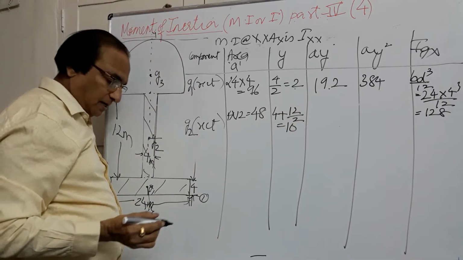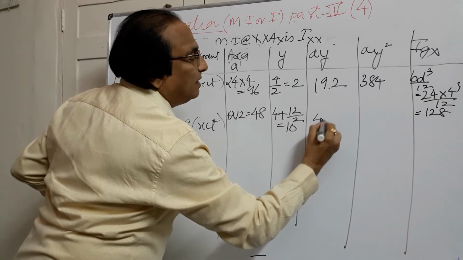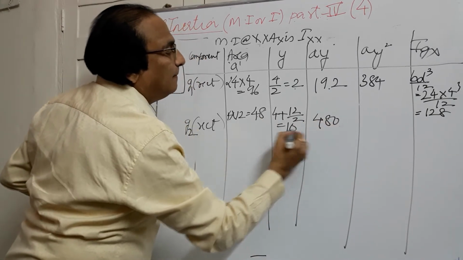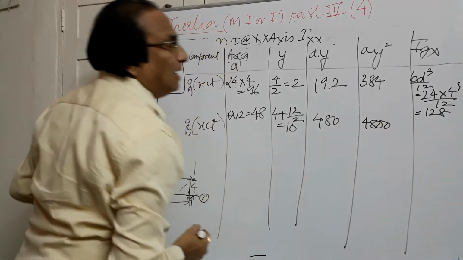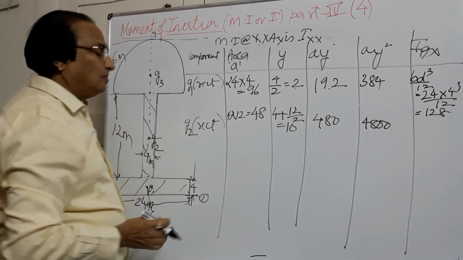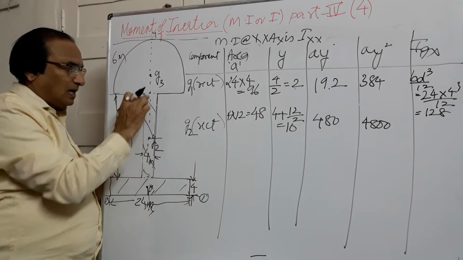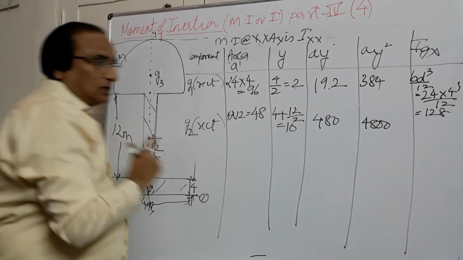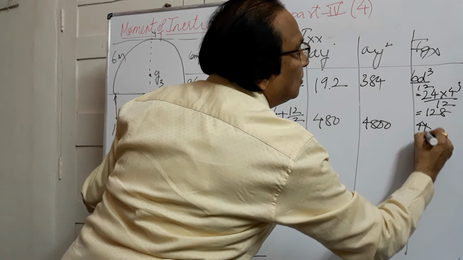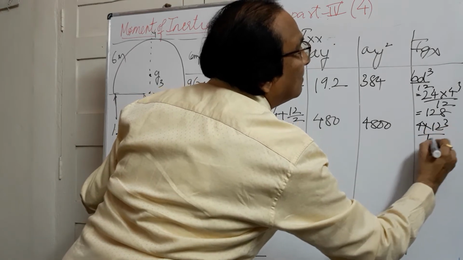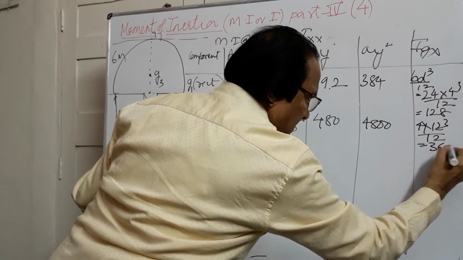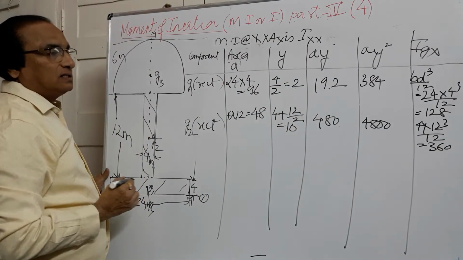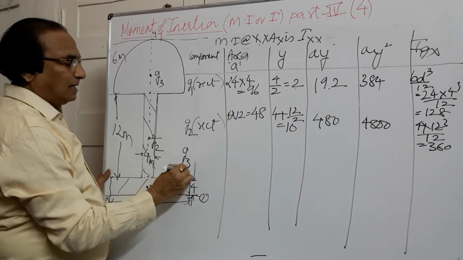You know A, you know Y. If you multiply, it will be 480. Once again, if you multiply by Y, it will be 4800. Again, rectangle is b d cubed by 12. b is 4 and d is 12. So it will be 4 into 12 cubed divided by 12. So this value will be equal to 360.